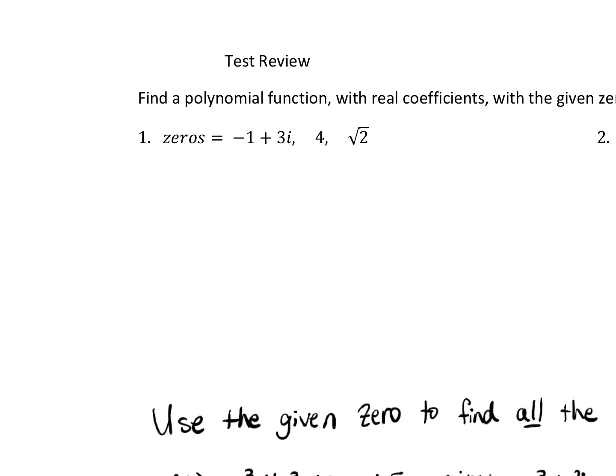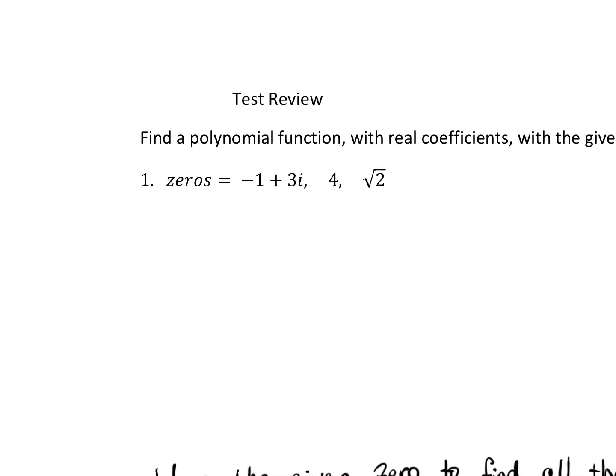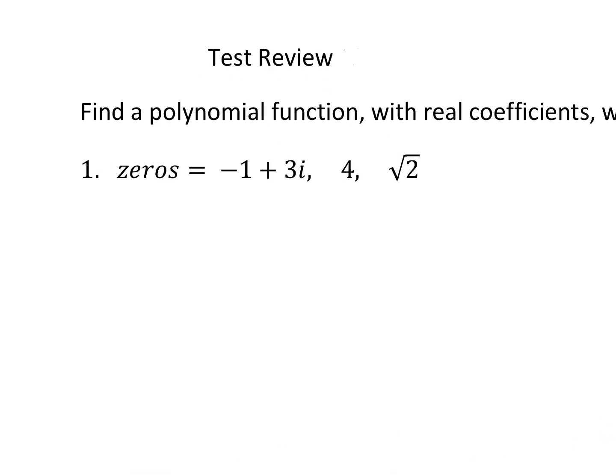So I'm going to do one of each example from the review. If we have time, I'll come back and do more, but just so we can see a little bit of everything. So starting with number 1, we're going to find a polynomial function with real coefficients given the zeros.